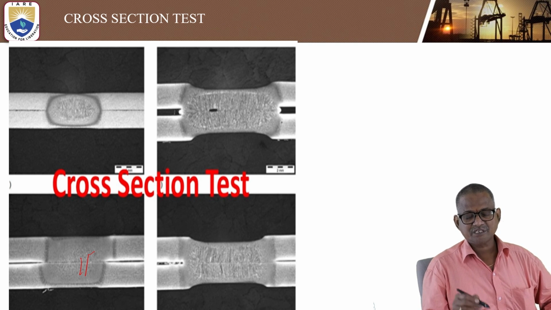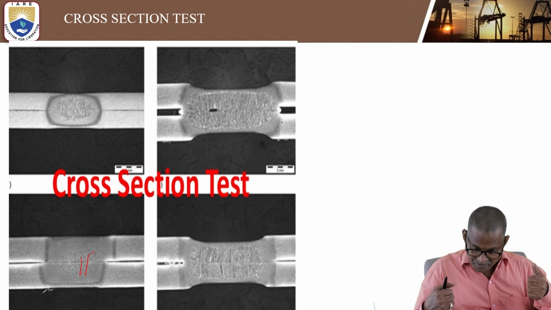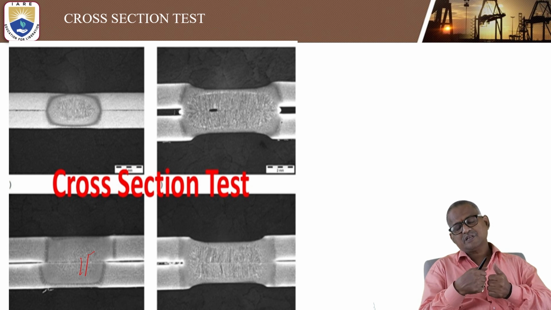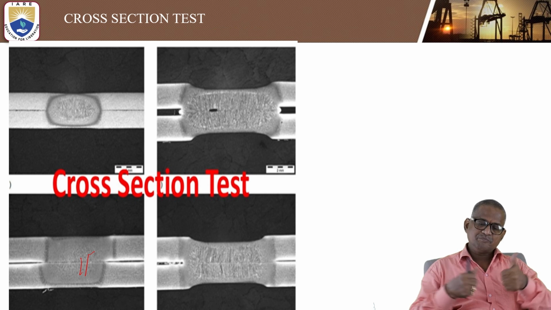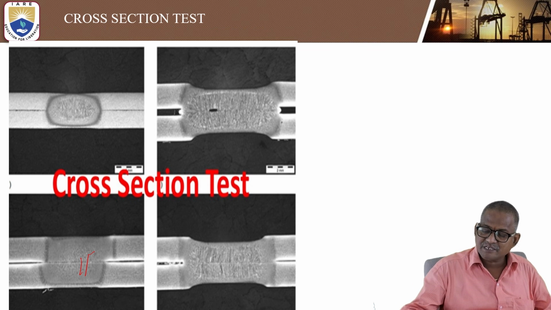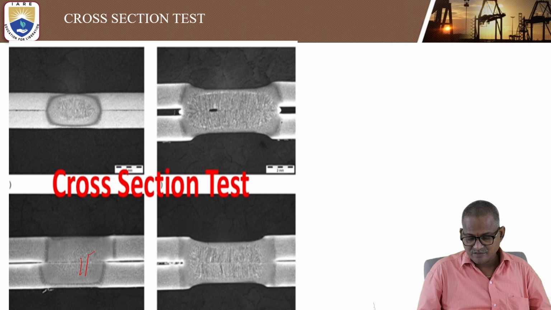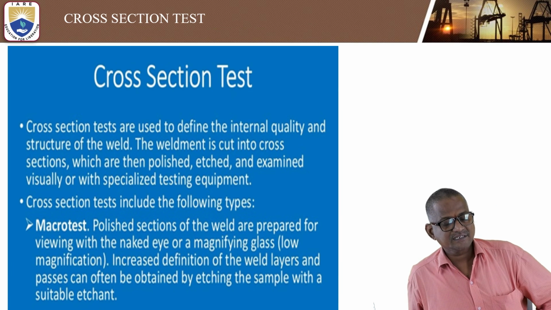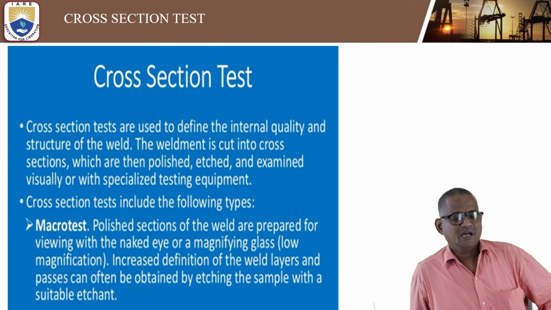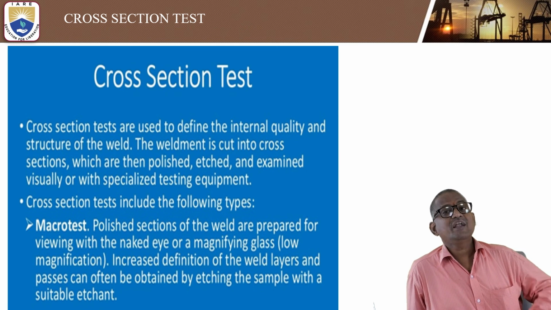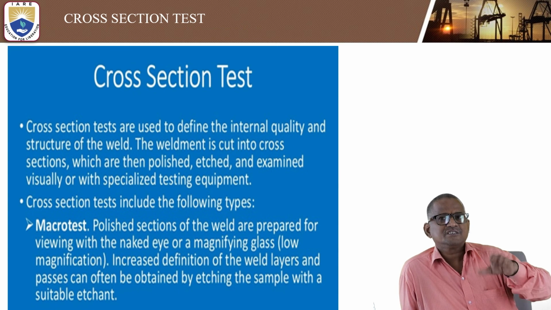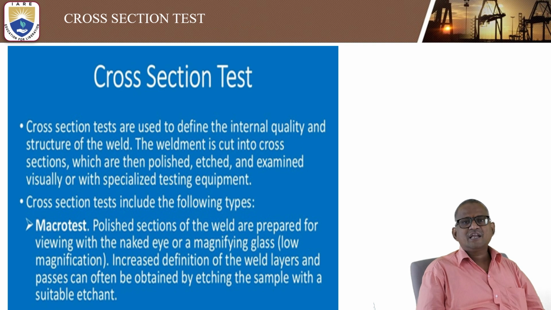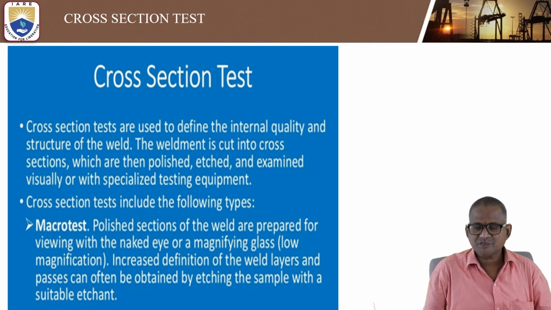Long section compressive test means you can apply pressure oppositely. If it is tensile, it can elongate, whereas compression means you can apply pressure on both sides, in opposite directions. Okay, and this cross section test is related to the internal quality and structure of the weld, and the weldment is cut across the sections. Then it is polished, etched, and examined visually, and with a specialized testing machine.